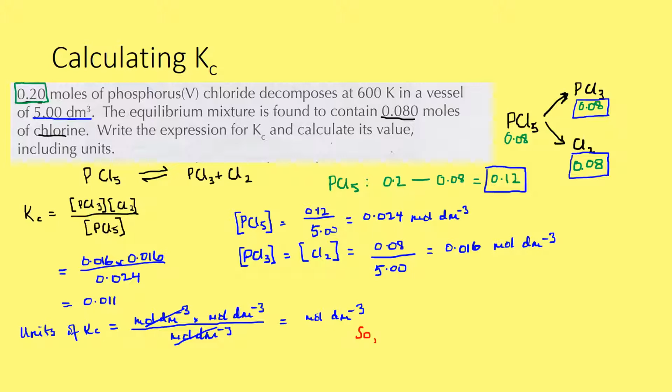So let's just write that all out nice and neatly. Kc equals 0.011 from here, and the units being moles per decimeter cubed from here. QED.